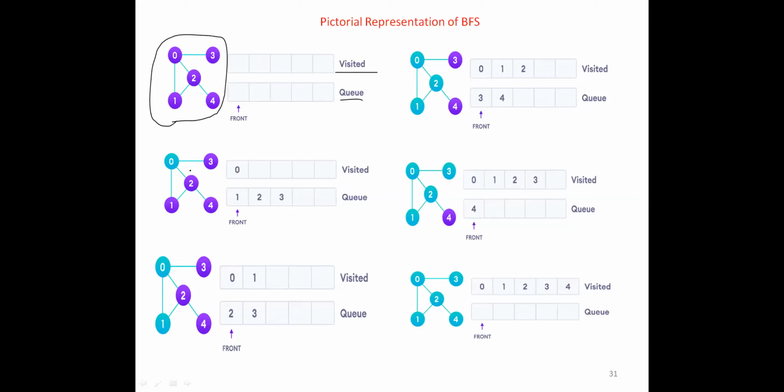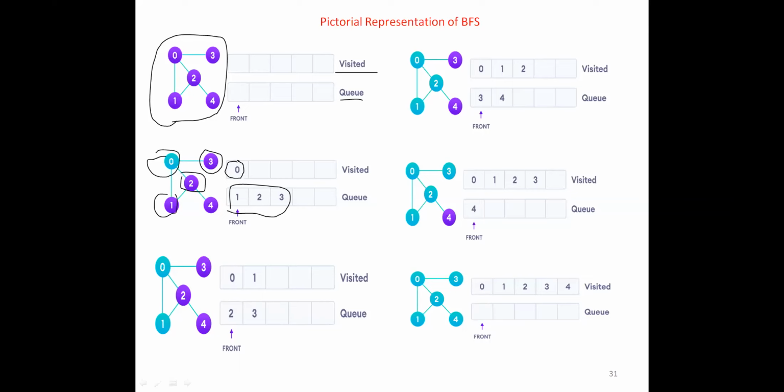So first I am taking 0. Who are all connected to 0? 1, 2, 3. So for vertex 0, who are all adjacent? 1, 2, 3. So I am enqueuing the vertices 1, 2 and 3 into the queue. Just enqueue, add the elements into the queue, and I have now visited 0, right? I am writing it into the visited array.